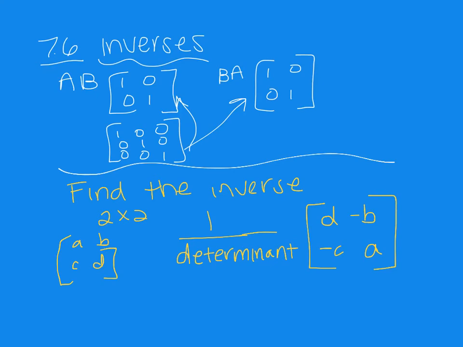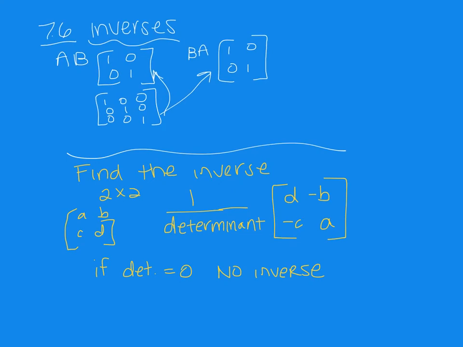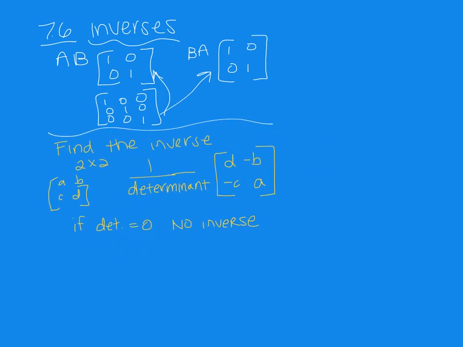If the determinant is 0, what happens here? There's no inverse. Good, no inverse. So if the determinant is 0, then there's no inverse. I mean, you'd technically be trying to multiply it by something that's undefined, so hopefully you would catch it.